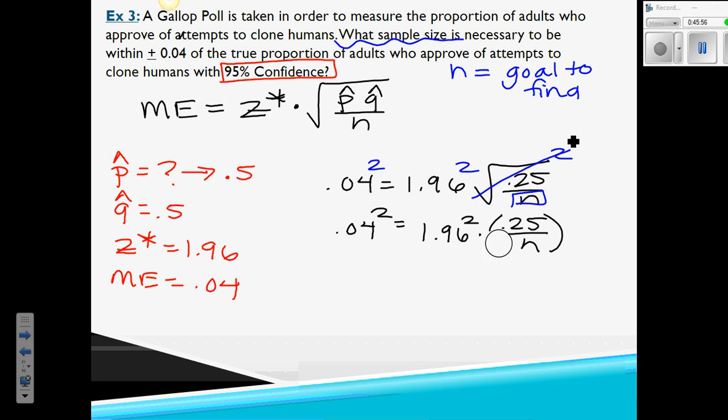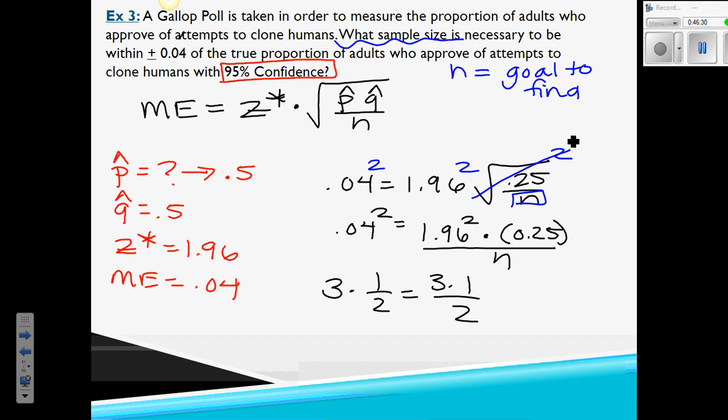Now I'm going to rewrite this a little bit. Do you guys agree that this is 1.96 squared times 0.25, then all divided by n? Can I do that? Because when you're multiplying two things, like 3 times a half, what would that give you? The only thing I did here was write it as 3 times 1 over 2, and then the same thing as 3 halves.